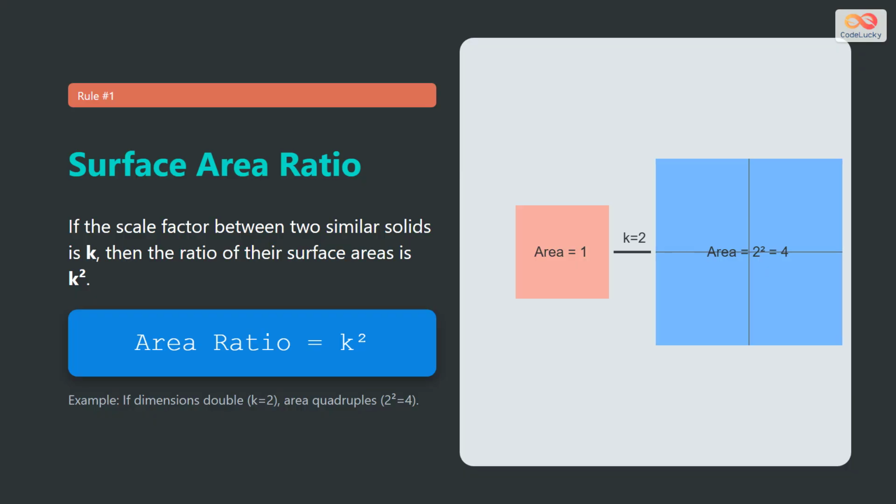Here is where it gets interesting. If you double the size of an object, does the surface area also double? No. The rule is, if the scale factor is k, the ratio of their surface areas is k squared. Imagine a square. If you double the sides, you can fit 4 of the original squares inside the new one. Area grows much faster than length.